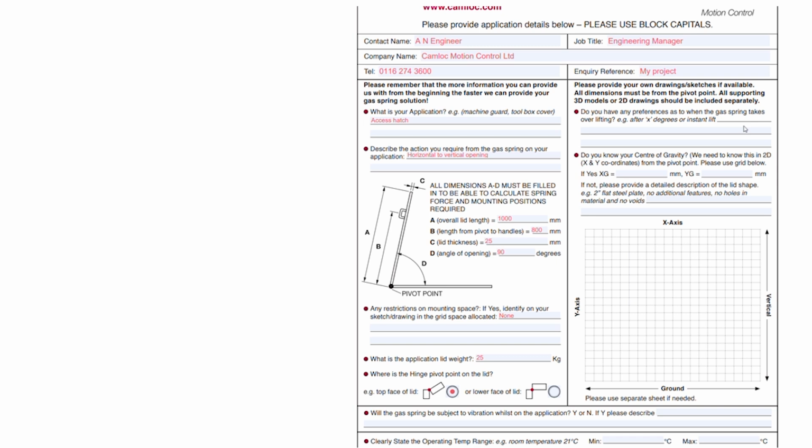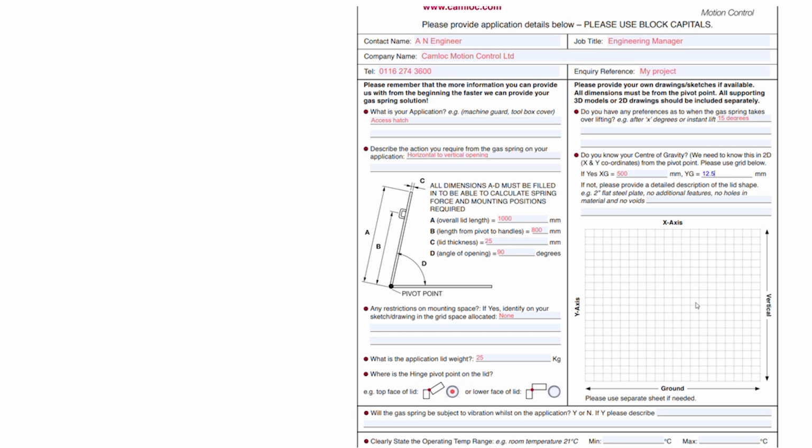So on this one we will say 15 degrees is where we want it to take over. And then, do you know your centre of gravity? So this is the centre of gravity of the item being lifted. Again, if it's a lid, we can say where that is relative to the hinge point on there. And again, we're quoting this in millimetres. So these are complete guesses on this one, but we'll say that the centre of gravity is in the middle of the lid itself, so 500 millimetres along that 1000 millimetre length, and it is 12.5 millimetres above it.